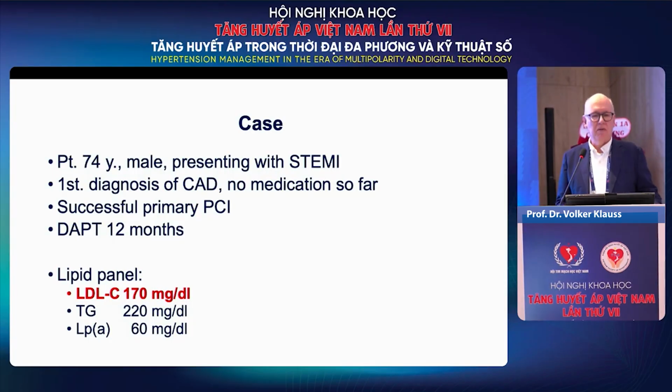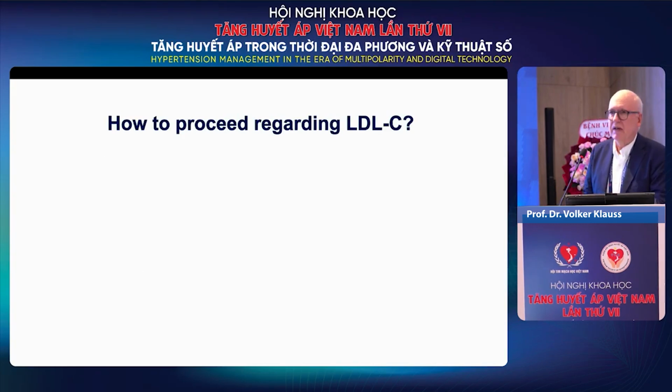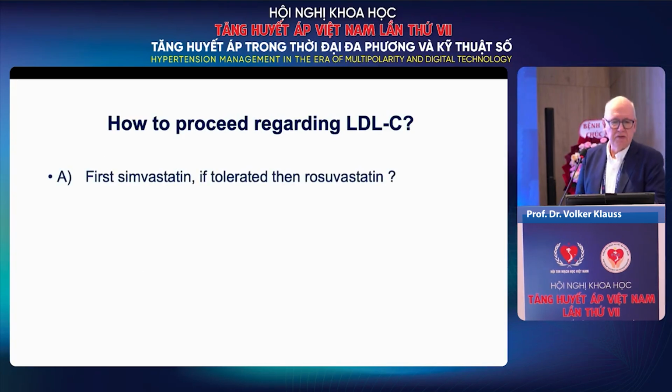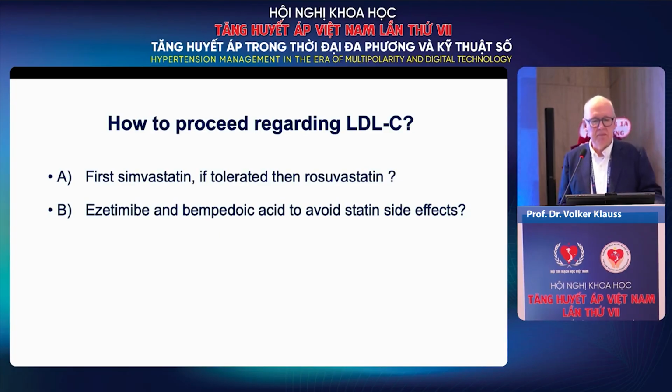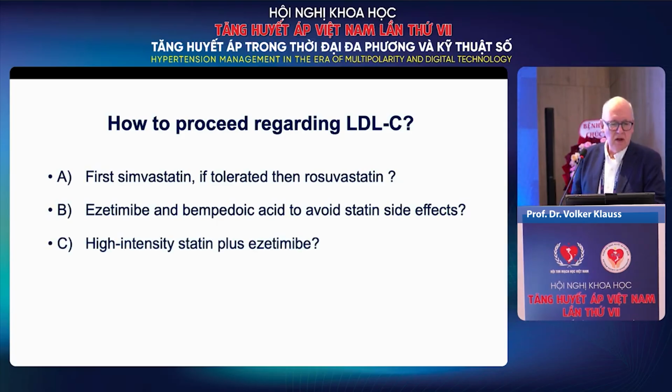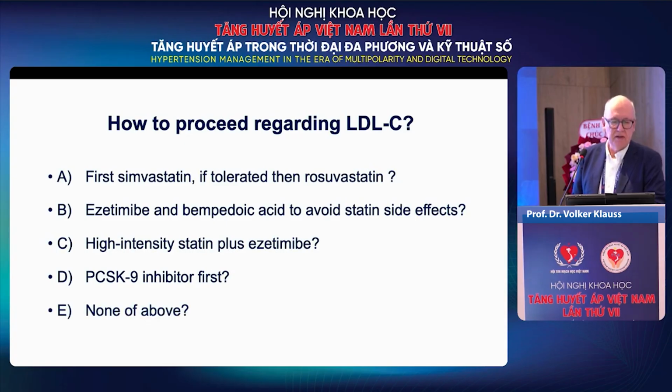And now the question is, how should we proceed regarding the LDL cholesterol? Should we start with simvastatin first and, if tolerated, switch to rosuvastatin? Or should we initially use ezetimibe and bempedoic acid to avoid the statin side effects? Or C, high-intensity statin plus ezetimibe? Or D, PCSK9 inhibitor first? Or A, none of the above?